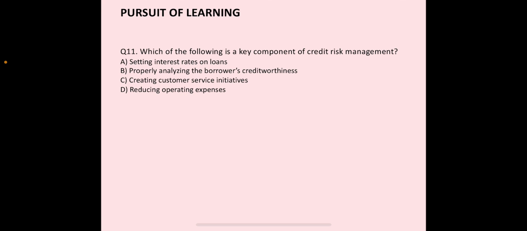Next, question 11. Which one of the following is a key component of credit risk management? Option A, setting interest rates on loans, properly analyzing the borrower's creditworthiness, creating customer service initiatives, reducing operating expenses. The correct answer is properly analyzing the borrower's creditworthiness.